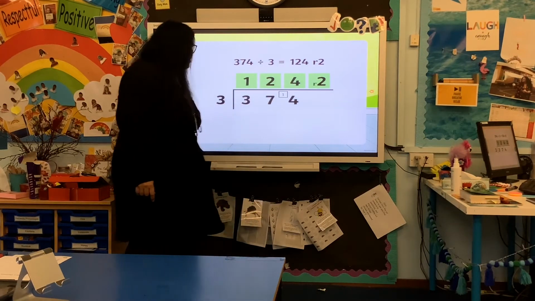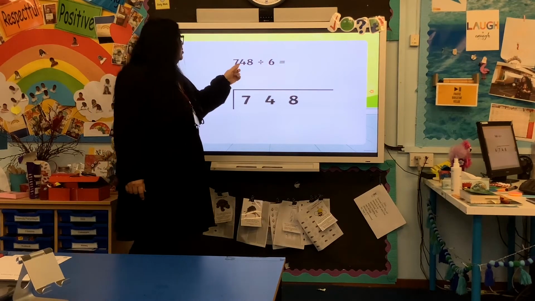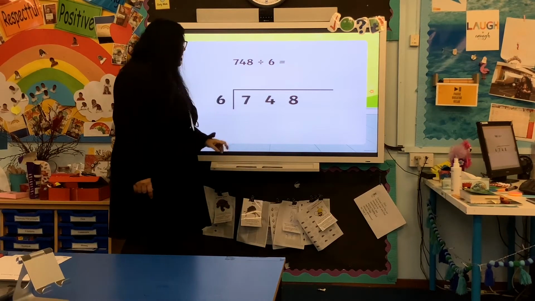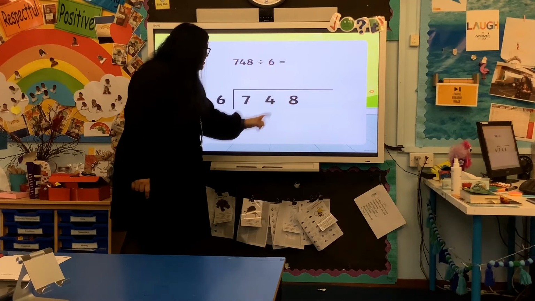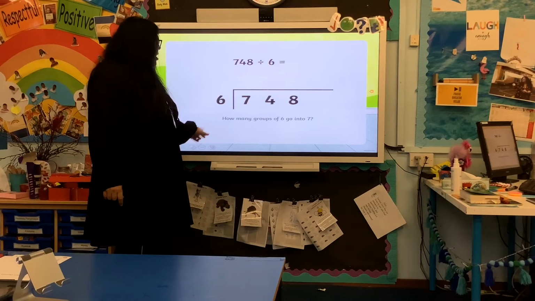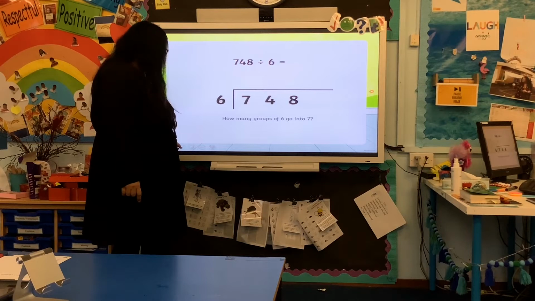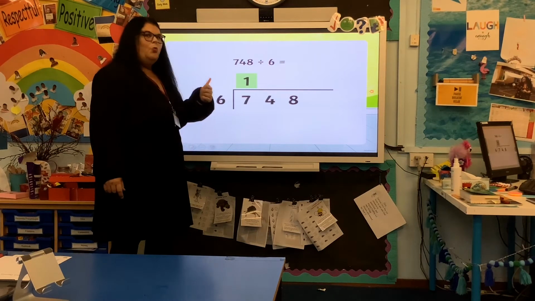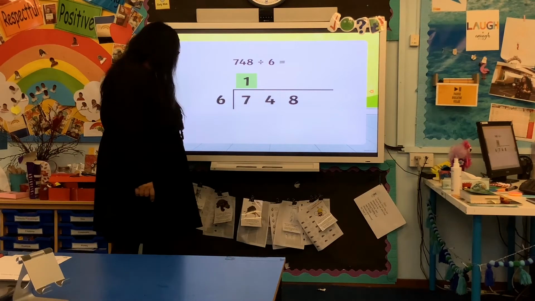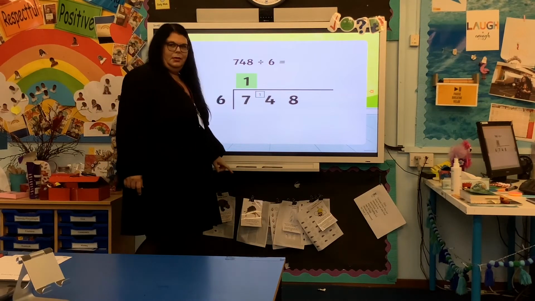So let's have a look at another example. My question this time is 748 divided by 6 equals. So the same again, I've got my 748 in the bus stop, and here's the 6 waiting. So, how many groups of 6 go into 7? Well, again, hopefully you're all saying, well, that's 1. And I've got 1 left over, haven't I? Because I've got 6, and the number here is 7. So I've got my 1 remainder there. So I'm going to need to put that here.